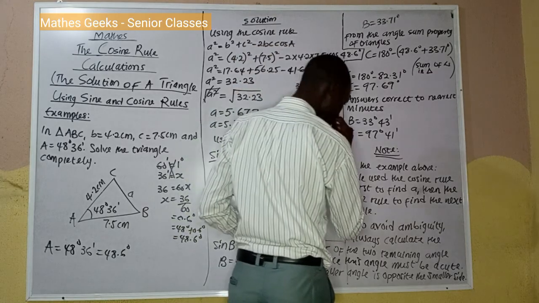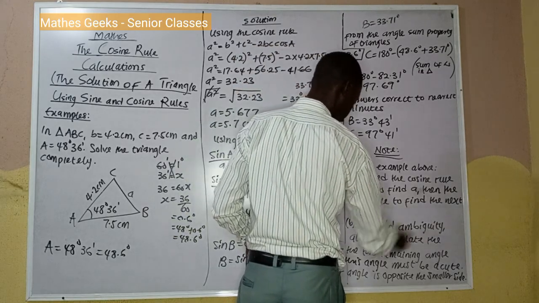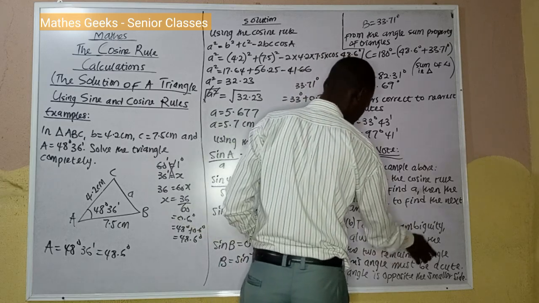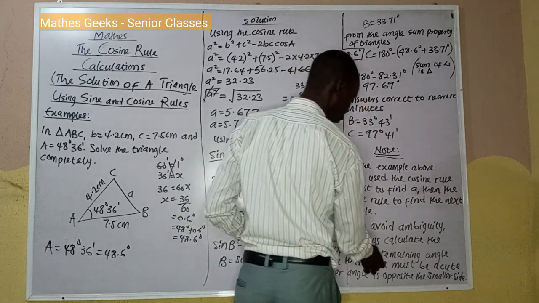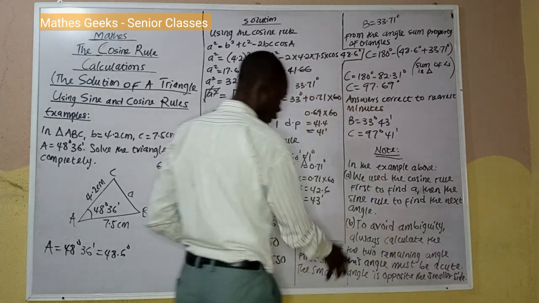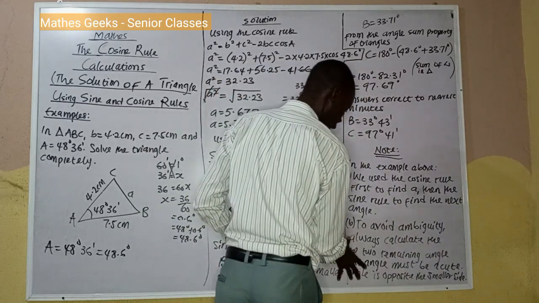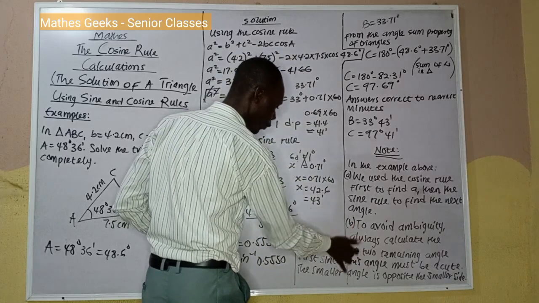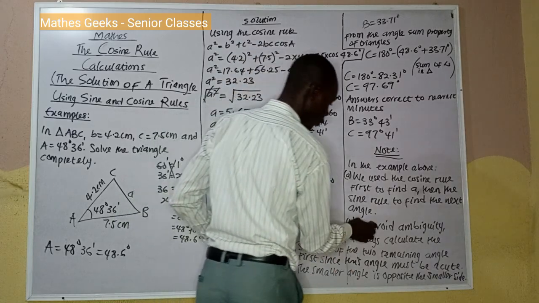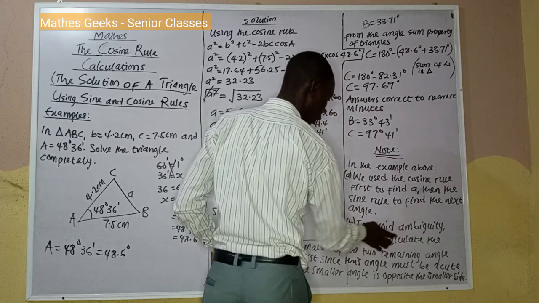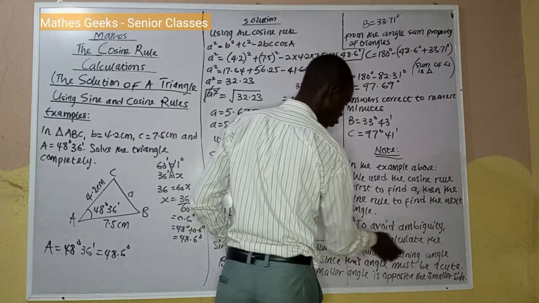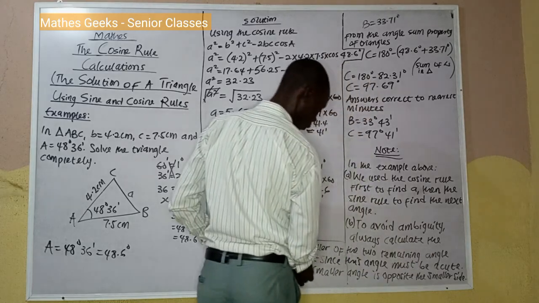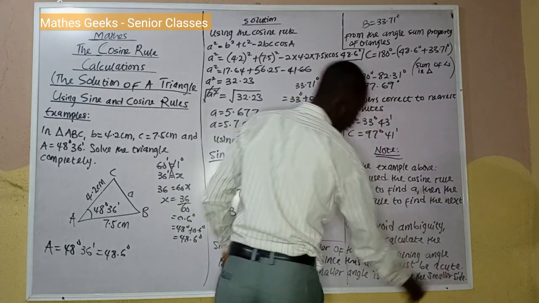To avoid ambiguity, always calculate the smaller of the two remaining angles first, since this angle must be acute. I have to come to this side, because if I continue like this part of the block will not be enough, so I have to clean up this marker. To avoid ambiguity, always calculate the smaller of the two remaining angles first, since this angle must be acute. The smaller angle is opposite the smaller side.